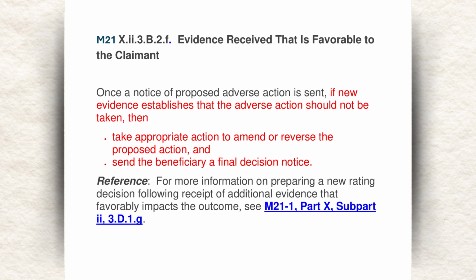Evidence received that is favorable to the claimant. Just talked about it, okay? You get a DBQ, submit it, make sure it's actionable and sufficient, okay? And it can either keep you at the current percentage or possibly an increase, all right? Now it says, once a notice of proposed adverse action is sent, if new evidence establishes that the adverse action should not be taken, then take appropriate action to amend or reverse the proposed action and send the beneficiary a final notice.